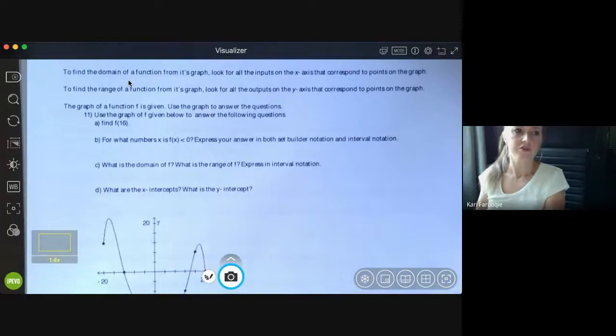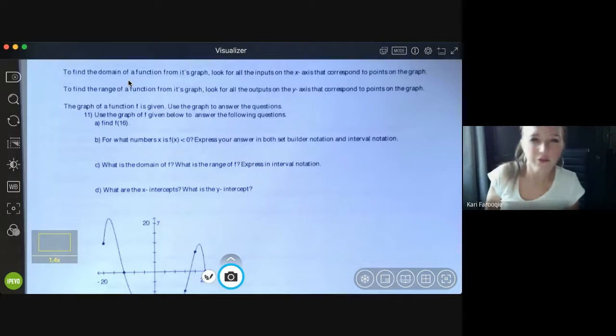All right, so to find the domain of a function from its graph, we're going to look for inputs on the x-axis that correspond to points on the graph. Some of this I think doing it is easier than actually reading the definition. The definition makes it seem like it's something worse than it is.